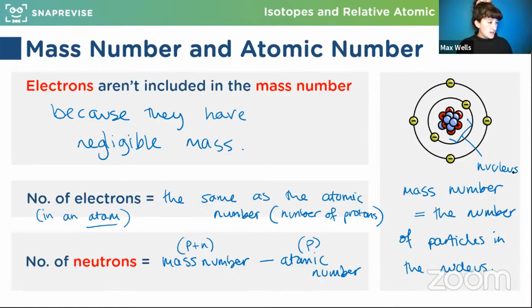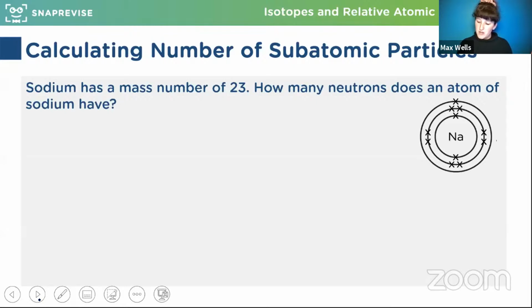Brill. Okay, let's have a go at calculating some of these numbers, see how we get on. So sodium, of which we've got a picture here of the electron configuration, the pattern of electrons in a sodium atom, has a mass number of 23. I'm going to underline the key information in my question because that is a good habit to get into, guys. So sodium has a mass number of 23.